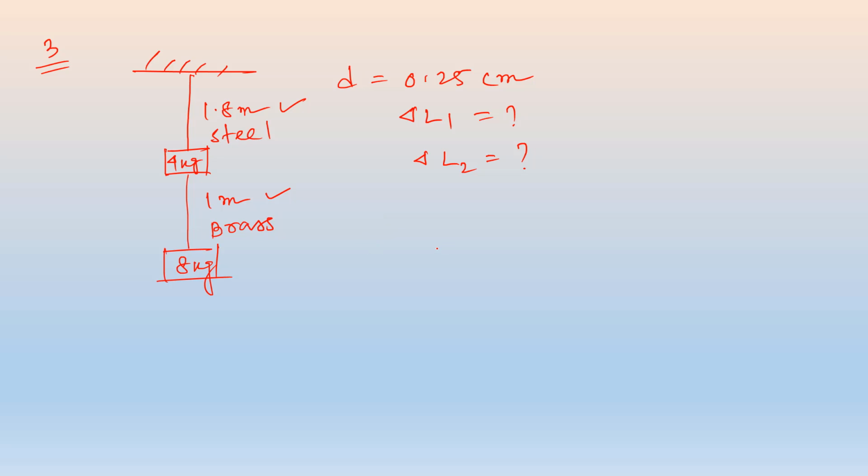Now the Young modulus of the two wires: the Young modulus of steel is 2 into 10 to the power of 11, and the Young modulus of brass is 0.9 into 10 to the power of 11. That's all.